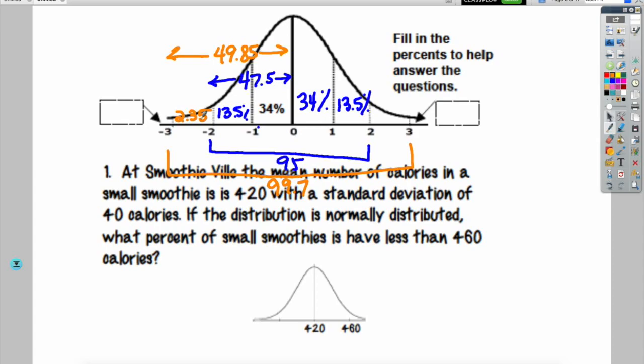Did everybody hear her? To get this value that's in orange, she took the 49.85% and subtracted the 47.5%, just to get that little sliver in the middle. What about on this side? 2.35. So together, the orange and the blue numbers that are underneath the curve add up to be 99.7%. But there still is that little bit of percent that's to the left and to the right of the 3 standard deviations. And what is that number? 0.15.